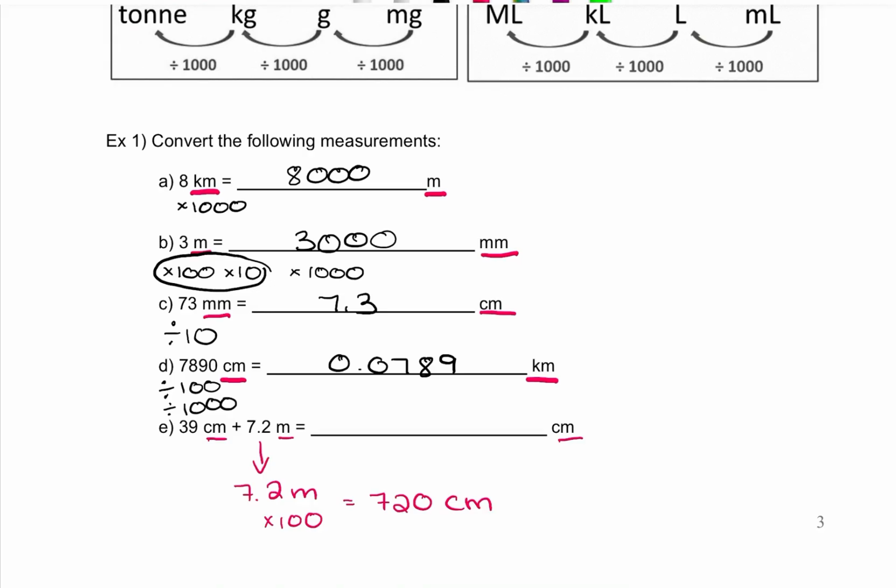But don't forget that I also had 39 more centimeters to start. So once we find that we have 720 centimeters from the 7.2 meters, we're going to add the 39 initial centimeters that we had to get our total. So 720 plus 39 is 759.